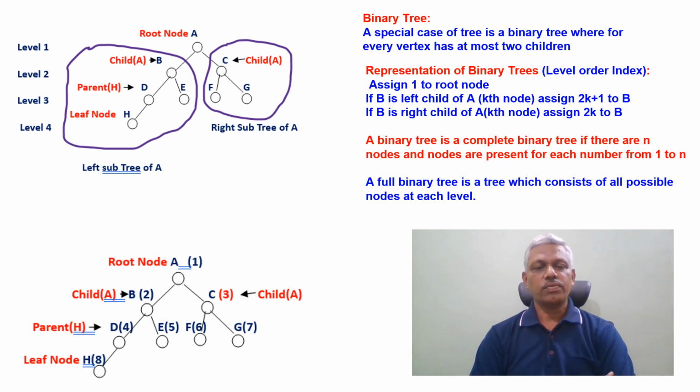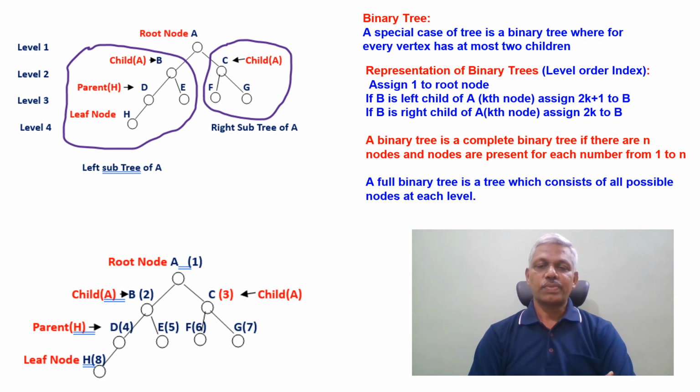So in this example, we have the binary tree having A, B, C, D, E, F, G, H. We can observe the level order indices. The level order index of the root node A is 1, the level order index of B is 2, C is 3, D 4, E 5, F 6, G 7, and H 8.